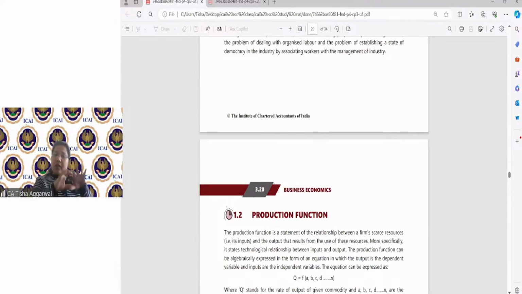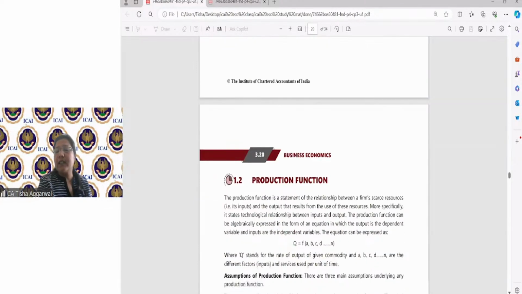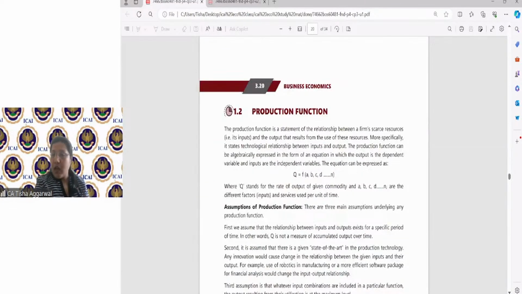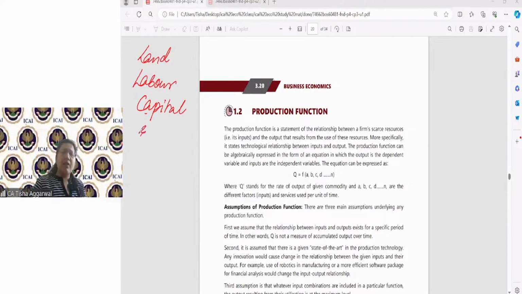Okay. So at length, we have already discussed what the resources are, how the production process takes place, etc. Now let's very simply understand what a production function is. You know what a resource is, and you have said that, ma'am, there are 4 primary resources: land, labor, capital, and entrepreneurship. I agree to that. Land, labor, capital, and entrepreneurship.